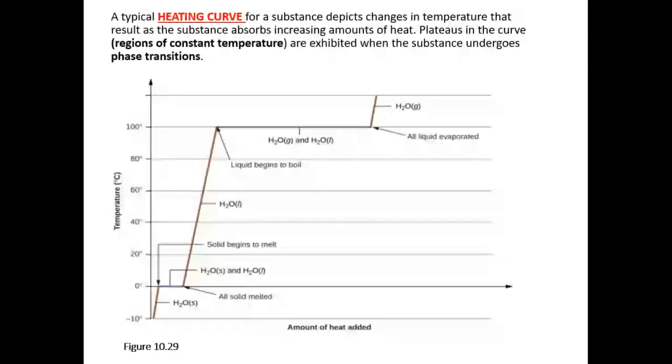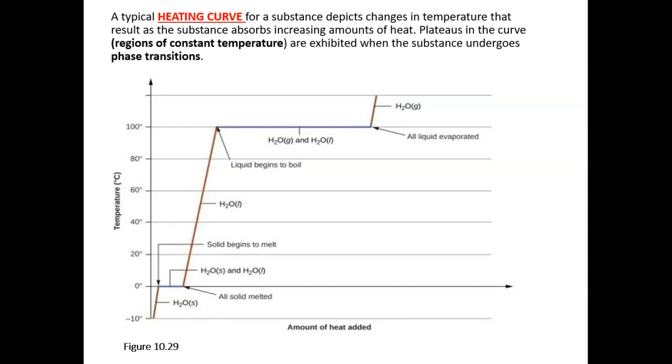We see on the curve that when it's a single phase and you add heat, the temperature will increase, so you get a sloped line. When a phase change is occurring, you get a plateau because all the heat energy being added is going to breaking IMFs. Or if we're cooling, we're forming IMFs. Only once the phase change is complete and you are in a new phase, like liquid here, does the temperature begin to increase again.